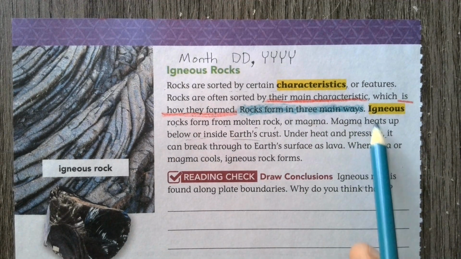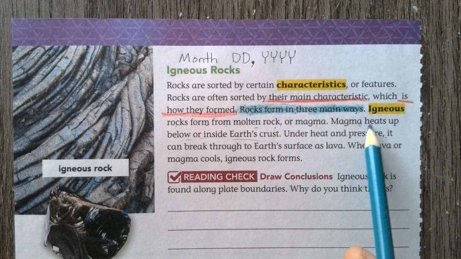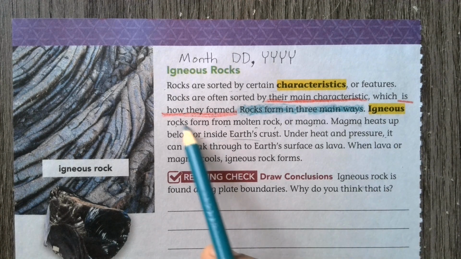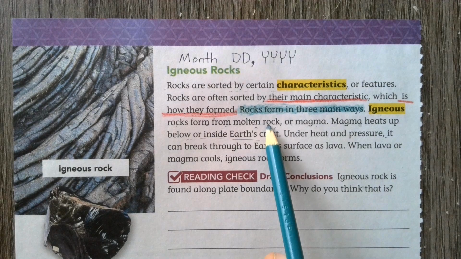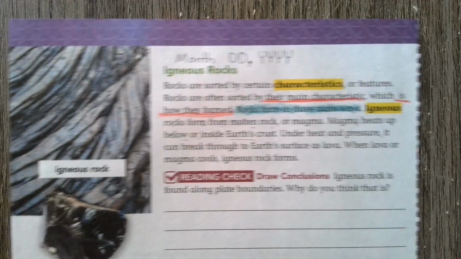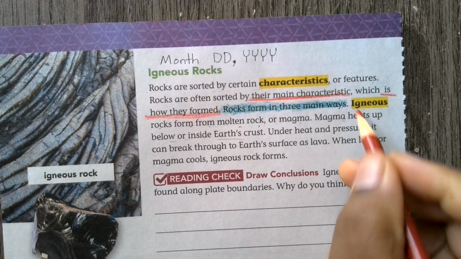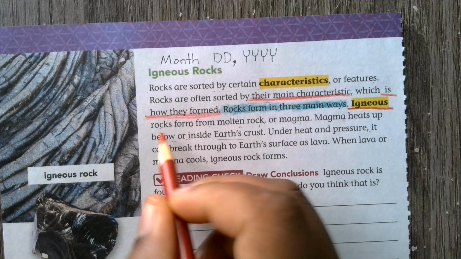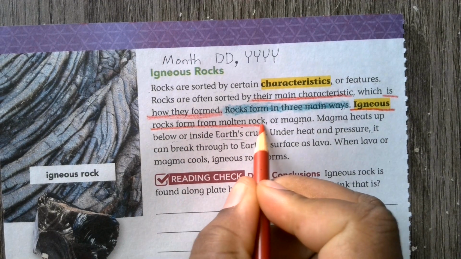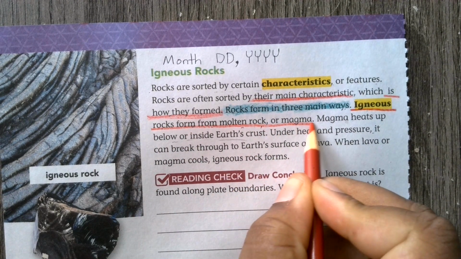And then I read on and I read about one of those particular types of rocks. Igneous rocks form from molten rock or magma. That's an important detail. Now I'm going to underline that. Igneous rocks form from molten rock or magma.